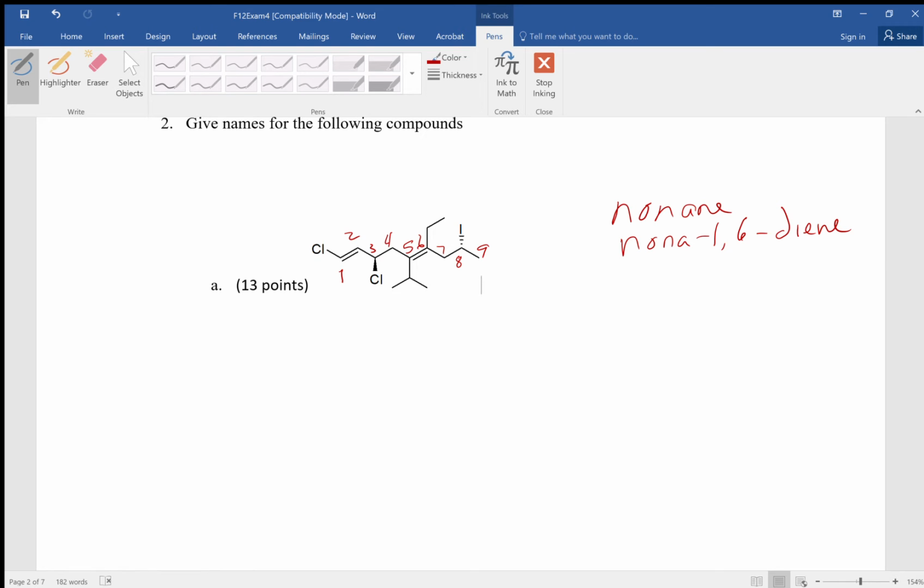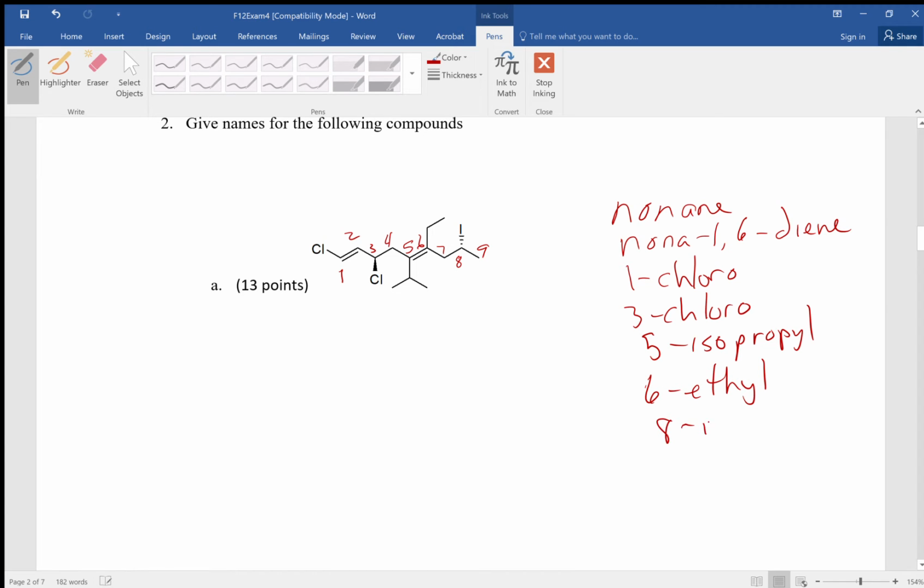The next thing we need to do is name each of the substituents. As we've done many times in the past, we could make a list. 1-chloro, 3-chloro, 5 has an isopropyl, 6-ethyl, and 8-iodo.